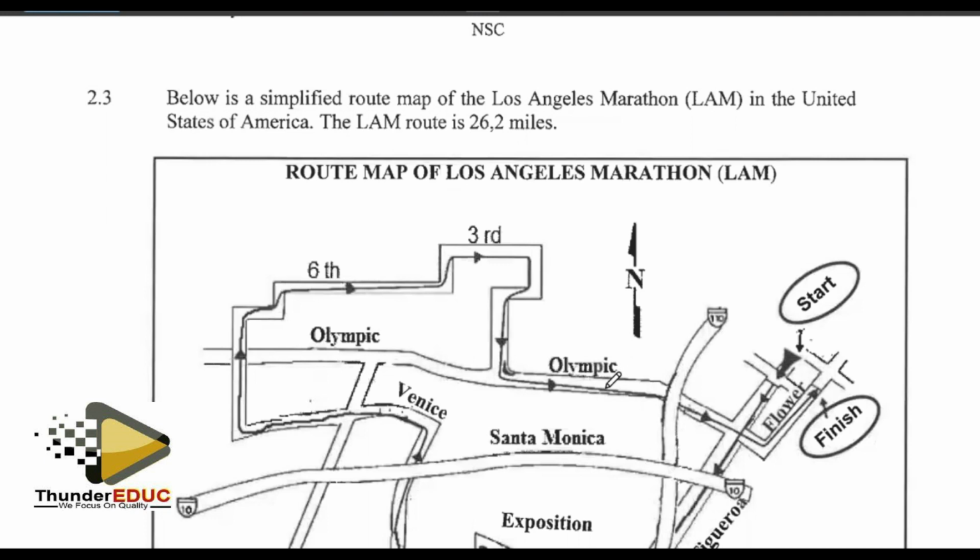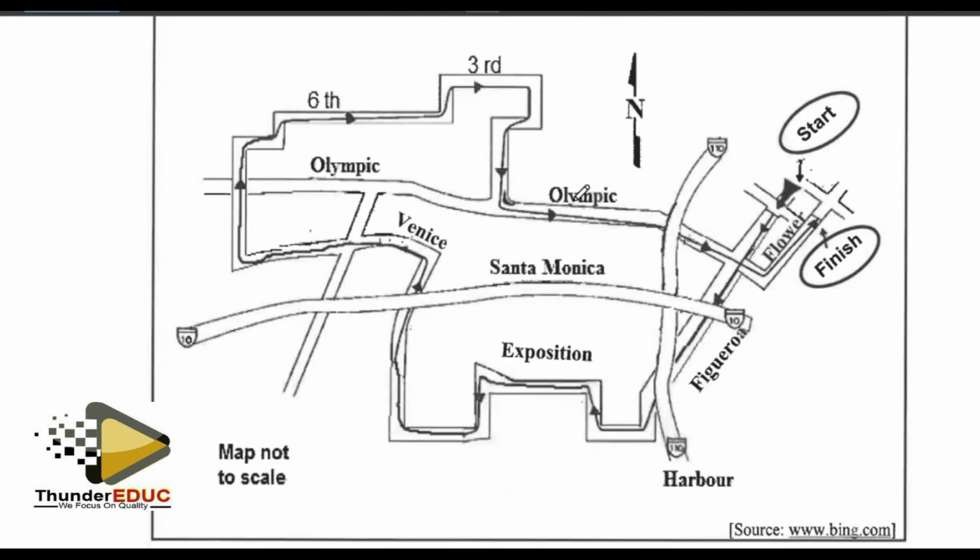2.3. Below is a simple route map of the Los Angeles Marathon, LM, in the United States of America. LM is 26.2 miles. All right.